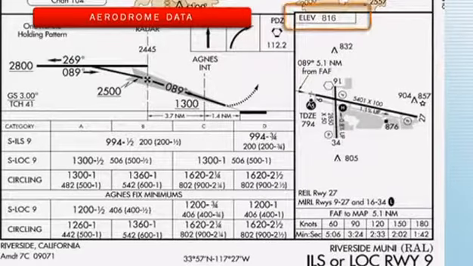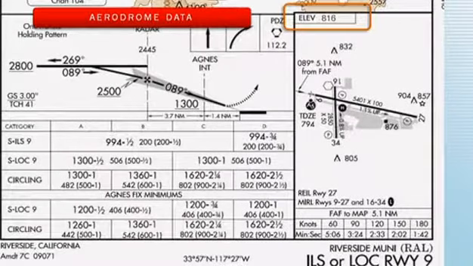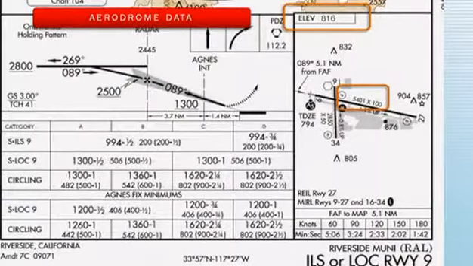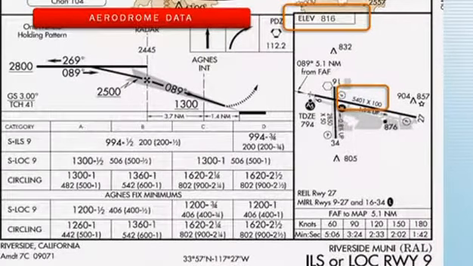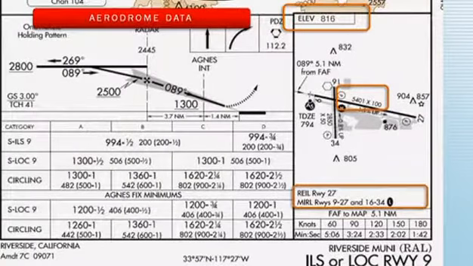The elevation of this airport is 816 feet, and the runway is 5,400 feet long by 100 feet wide. There is a REIL, or runway end identifier light system, for runway 27, and a MIRL, or medium intensity runway lighting system, for runways 9/27 and 16/34. There is also a moderately tall tower at 904 feet off to the side near runway 27.